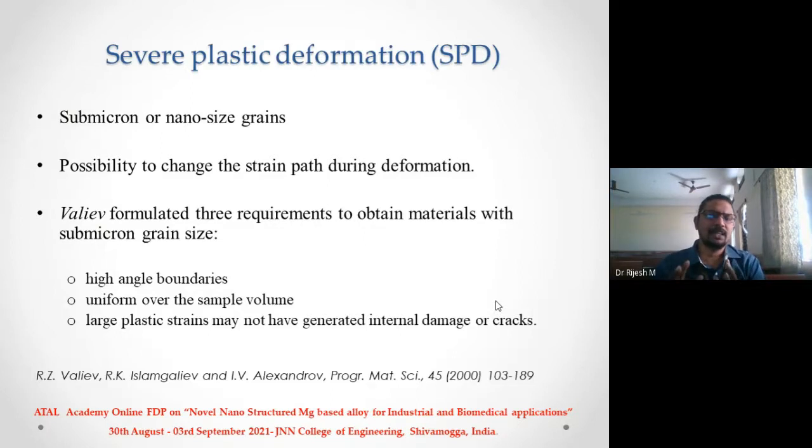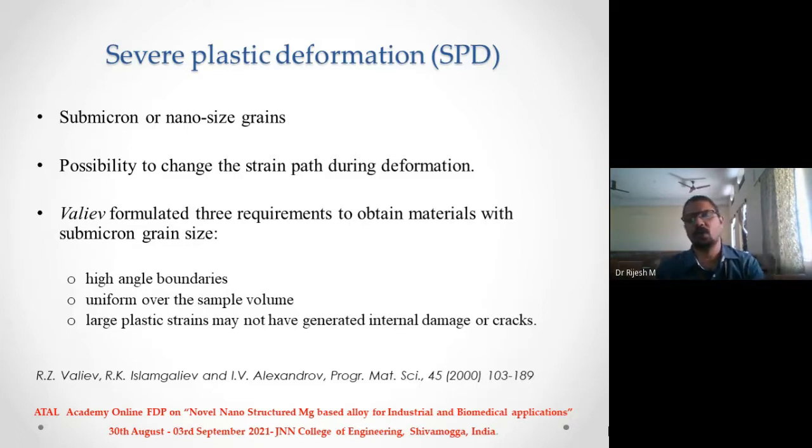We will see what is a severe plastic deformation. How is it different from an ordinary deformation? It is quite possible for you to get nano-sized grains or submicron grains in the case of severe plastic deformations, less than 10 microns most of the time. You have a possibility to change the strain path during deformations, which is not possible in rolling. In a conventional rolling, the strain path is all decided.